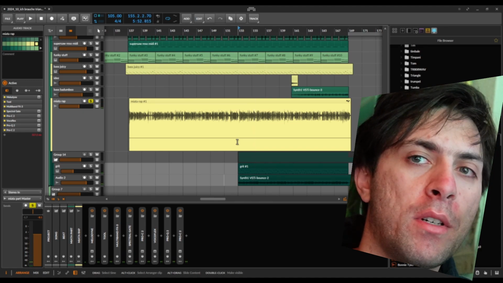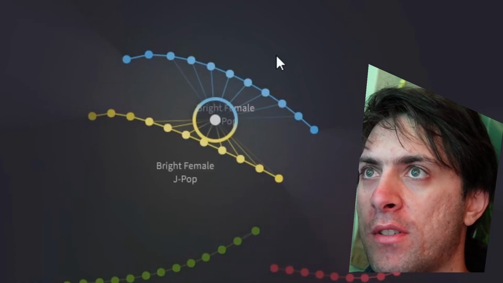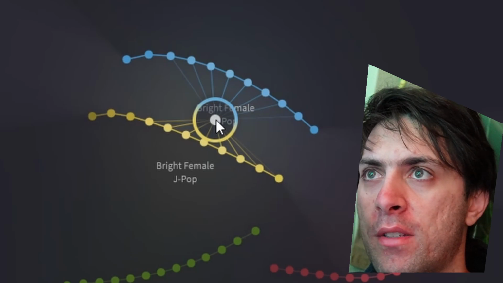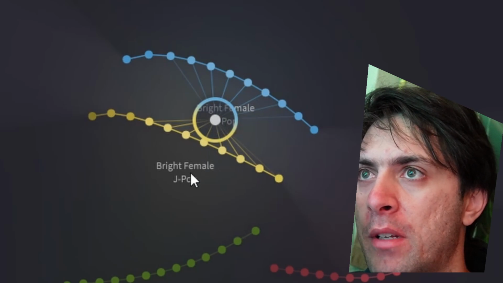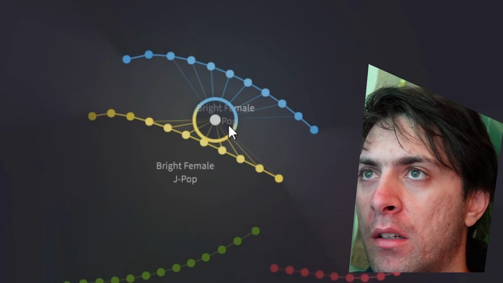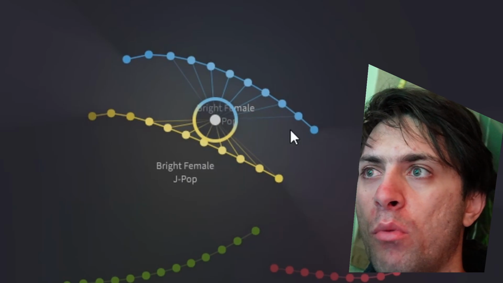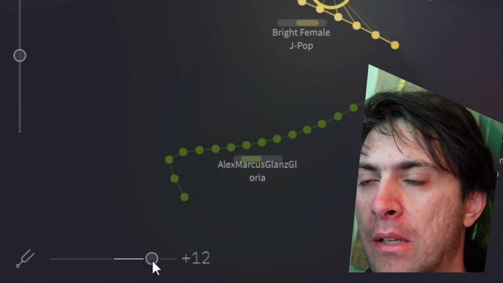My goal was to make me sound very cute. I was just tweaking the position of the interpolation between the voices and ended up here between bright female J-pop and bright female something else pop, and I expect this to make me sound like a woman, especially because I put myself an octave higher.